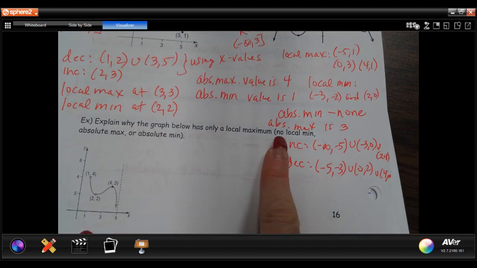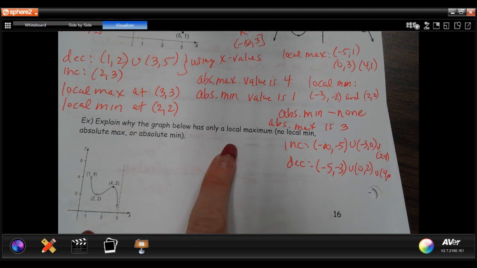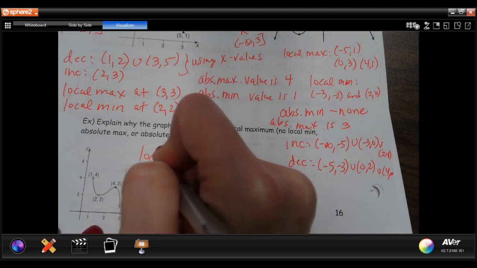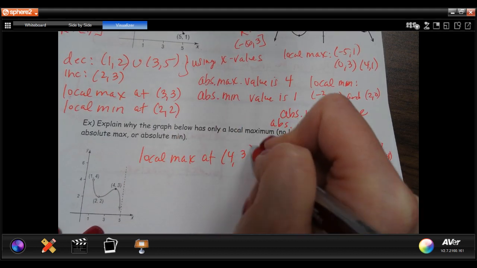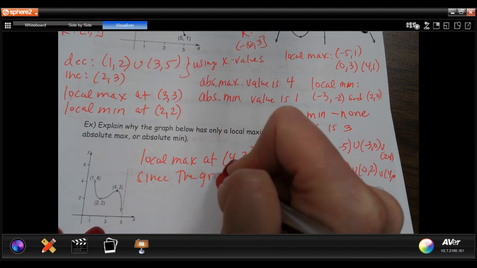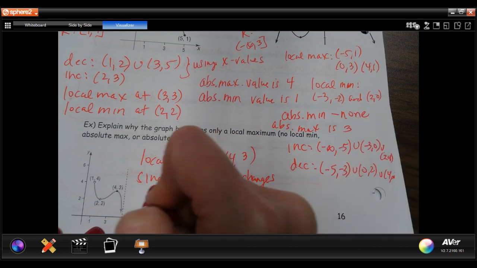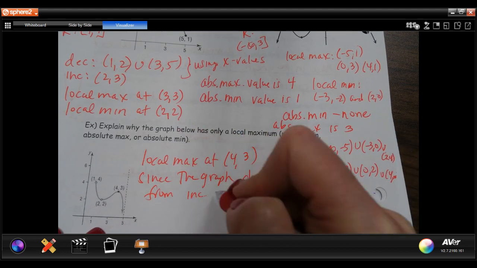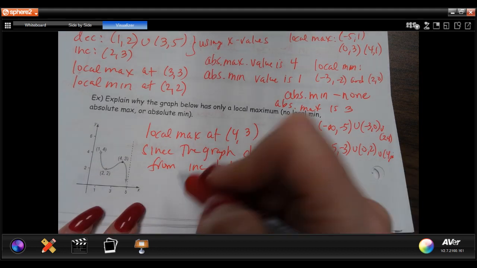Explain why the graph below has a local max, no local min, absolute max, or absolute min. Okay, so we had a local max at (4, 3), since the graph changes from increasing to decreasing. So that's how we know that's a local max.